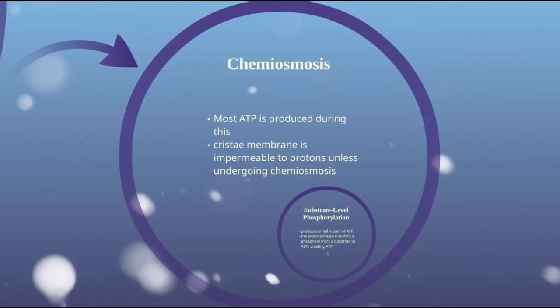Next, we have chemiosmosis, which is where the most ATP is produced. It is the process by which ATP is formed in mitochondria as protons flow down a proton gradient through the ATP synthase channel in the cristae membrane. The cristae membrane is otherwise impermeable to protons.